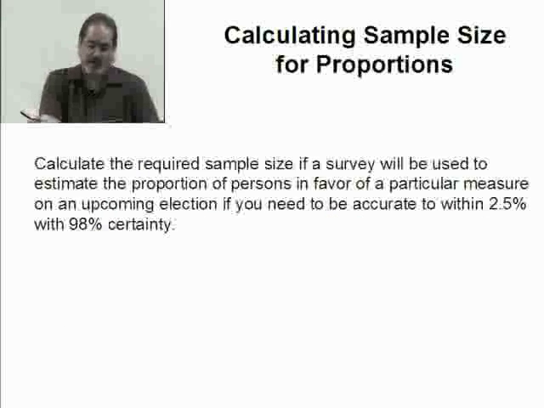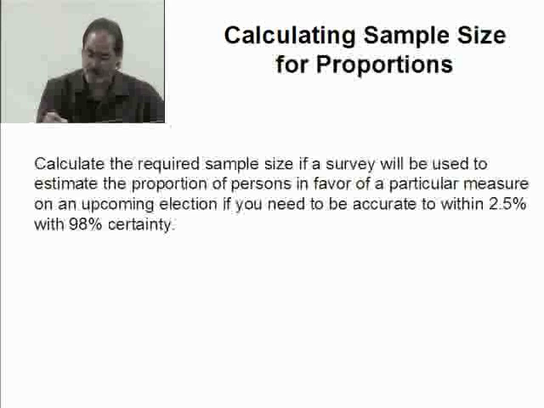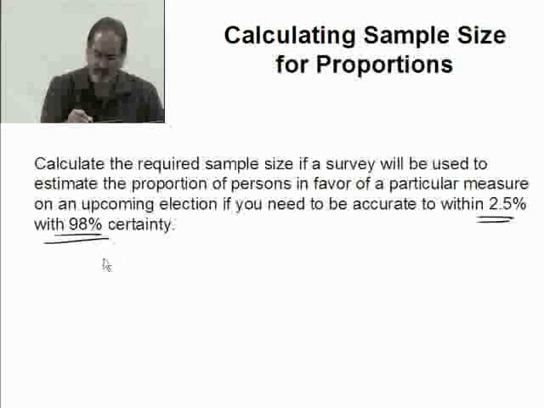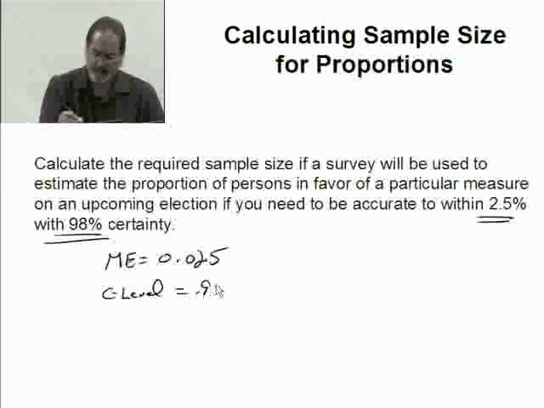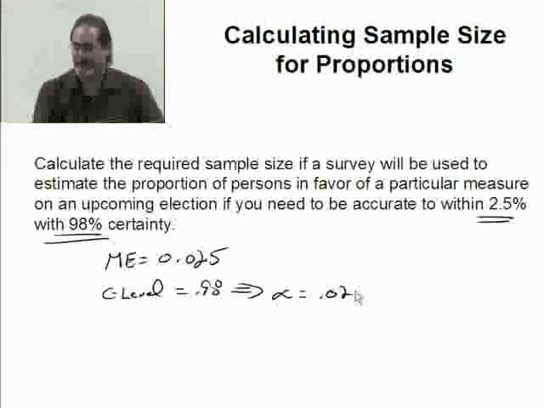All right, let's go ahead and do one for real now. I want to calculate the recorded sample size if a survey will be used to estimate the proportion of persons in favor of a particular measure on some upcoming election. Now, I need to be accurate within 2.5% with 98% certainty. Okay, this has told me that my margin of error equals 0.025. 98% certainty is saying that the confidence level, let's say C level, equals 0.98. That implies that alpha, the significance level, is 0.02.